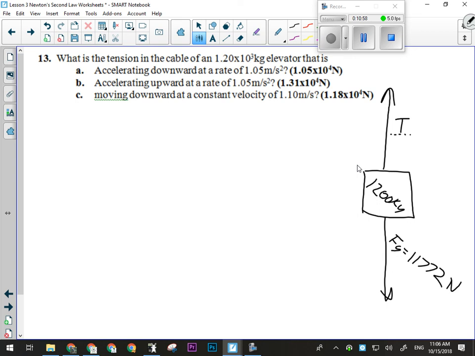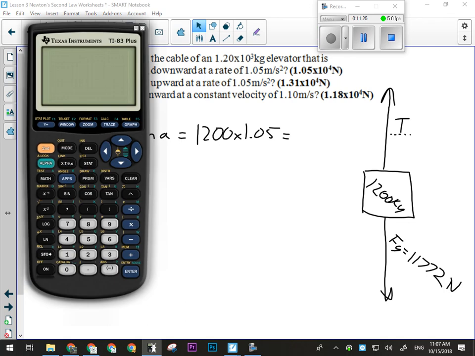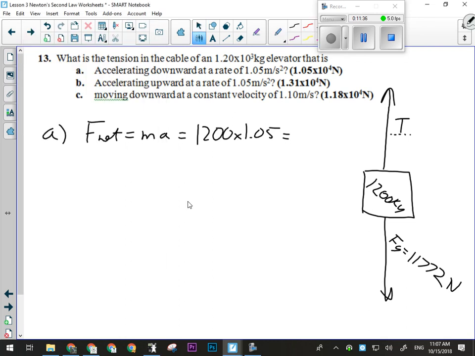In part A, it tells us that the 1,200 kilogram elevator is accelerating downward at 1.05 meters per second squared. So what I know right now is mass and acceleration. For part A, I'm going to calculate the net force right away. I'll take that 1,200, multiply it by negative 1.05 because it's downwards, and I'm getting negative 1,260 newtons as my net force.